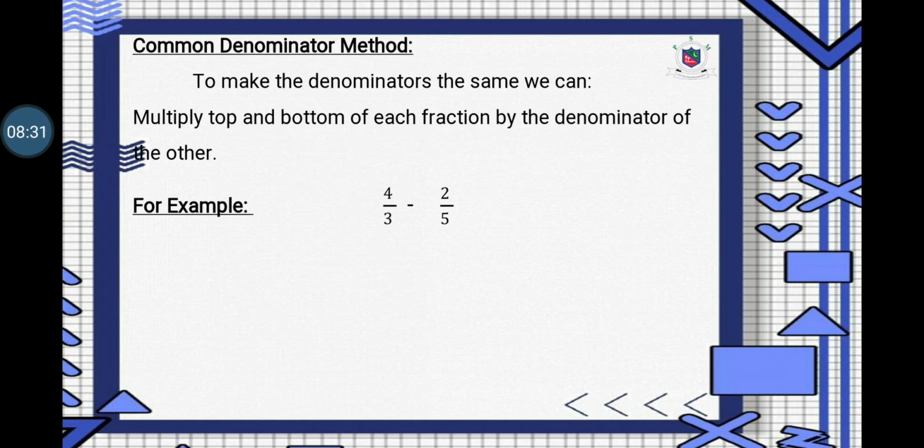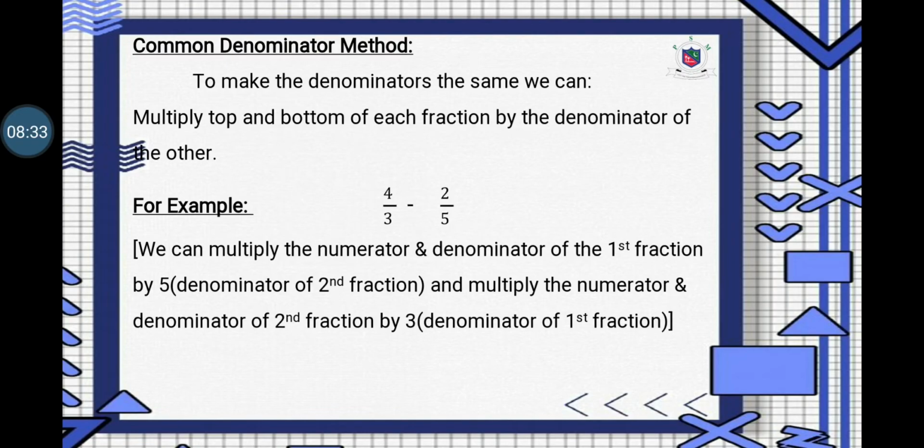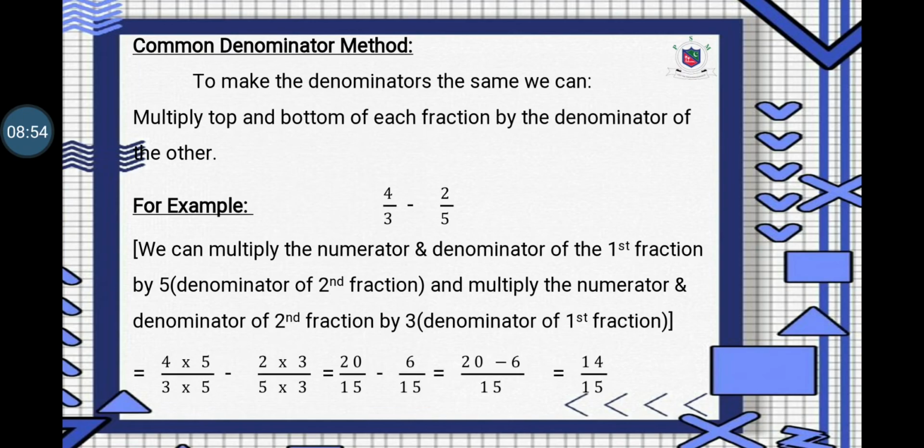These are unlike fractions. So we can multiply the numerator and denominator of the first fraction by 5, that is the denominator of the second fraction, and multiply the numerator and denominator of the second fraction by 3, that is the denominator of the first fraction. As you can see in the example how we can multiply, and after multiplication, now our denominator is the same, so it is very easy to subtract or add the fractions.